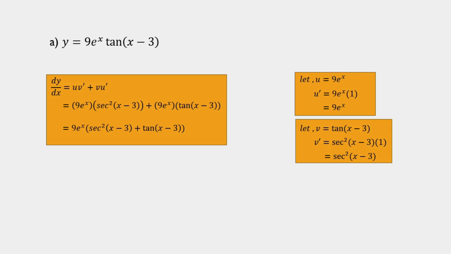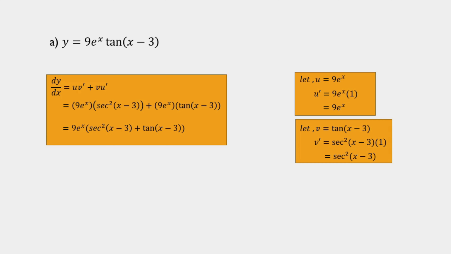So, we will use the product rule for this equation. dy over dx is equal to u v prime plus v u prime. So, we must find u prime, v and v prime first. We will let u equal to 9e to the power of x. If we differentiate 9, it will become 9. e to the power of x will still remain the same. Then, we differentiate x, so it will become 1. So, u prime is equal to 9e to the power of x.